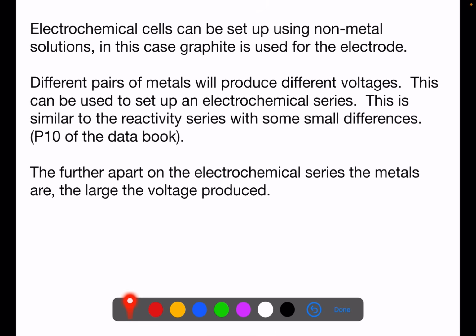You can set up an electrochemical cell using non-metal solutions, which you'll see on page 10 of the data book, and in this case we would use graphite for the electrodes. Different pairs of metals will produce different voltages, and this can be used to set up an electrochemical series. It's very similar to the reactivity series, with only a few small differences in the most reactive part. The further apart on the electrochemical series that the metals are, then the larger the voltage that is produced will be.